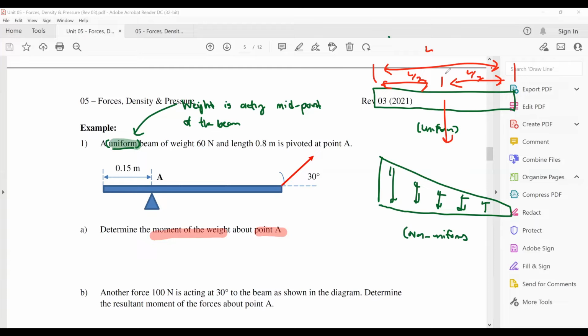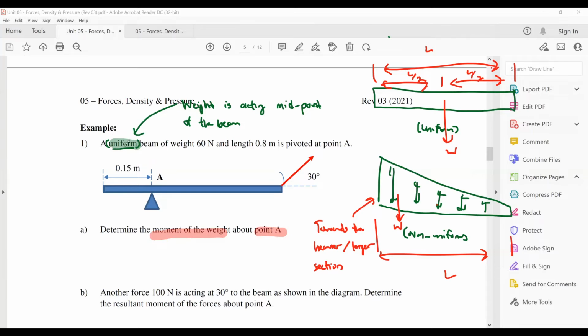But if it's a non-uniform beam, usually the weight will not be exactly at the center. Say if this one is length L, same thing, length L. If this is non-uniform, your weight will not be acting right at the center like the uniform beam. It will be towards the heavier or larger section. This is for a non-uniform beam. But most of your cases in your exams are all uniform beams. They will specifically tell you it's a uniform beam.